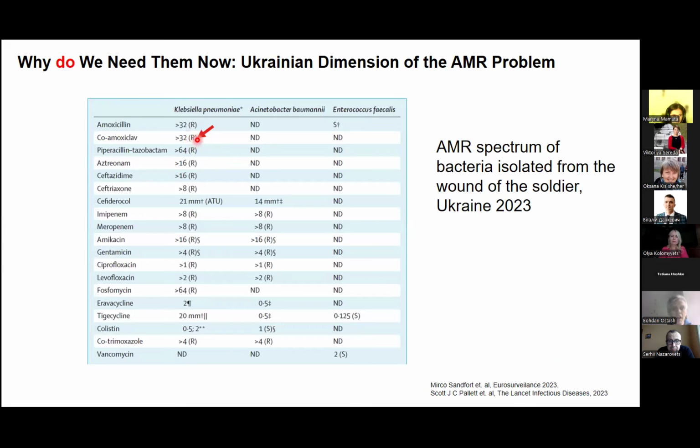If you see R over here, it stands that the bacteria is resistant to that drug. And you see it's R almost everywhere. So there is no way to treat that soldier, and he actually lost his limb. So this is a huge problem. But like any crisis, it also calls for innovation.